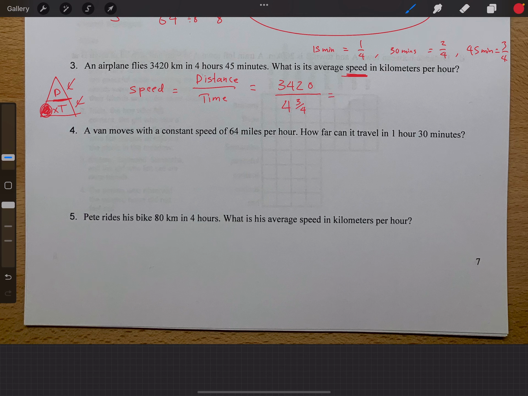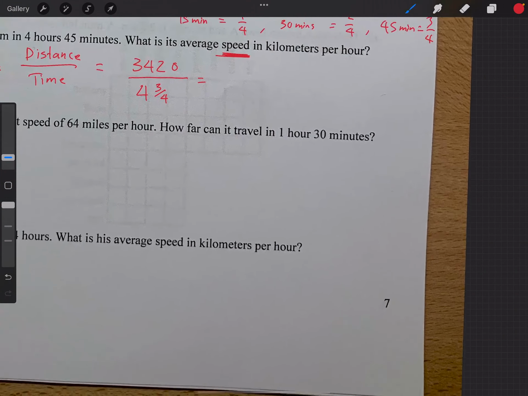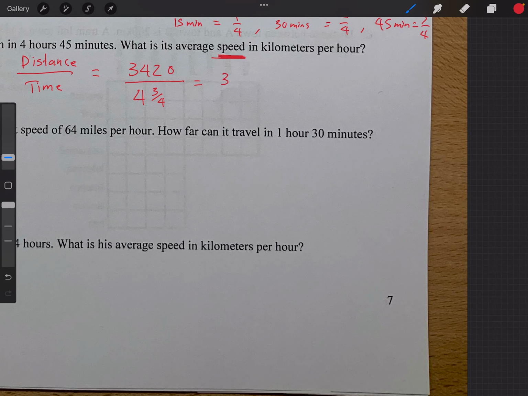So let's divide this, but let's do it in a fraction way. So I'm going to say 3420 divided by 4 and 3/4. Now this is a whole number, so let's change it into a fraction. So it'll be 3420 over 1. Now we can't divide it by this mixed numeral, so we're going to change it into an improper fraction. So 4 times 4 is 16, plus 3 is 19. 19 over 4.